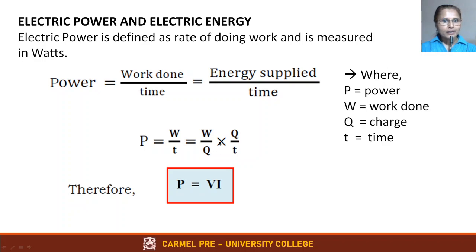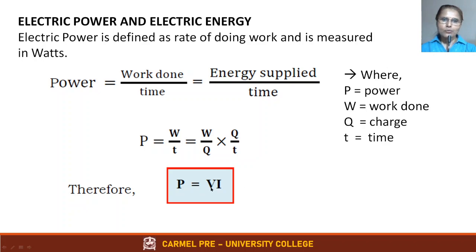But we know that W by Q is what? Just now we recalled what we discussed in the previous session. W by Q is nothing but voltage or potential difference, and charge by time is nothing but current. So power is nothing but the product of voltage and current. This is a very important expression. What is power? Power is the product of voltage and current.